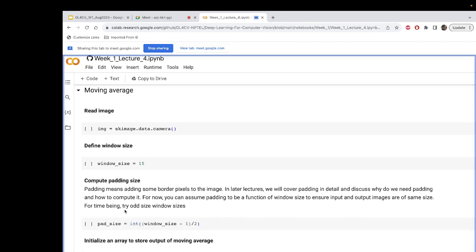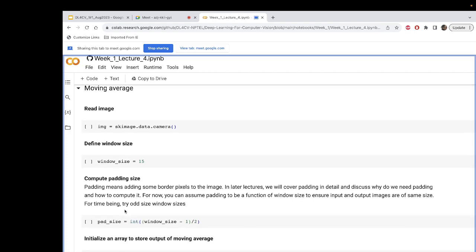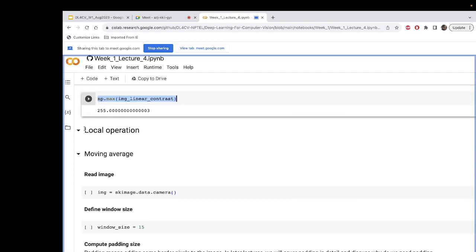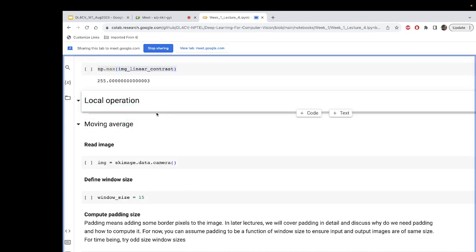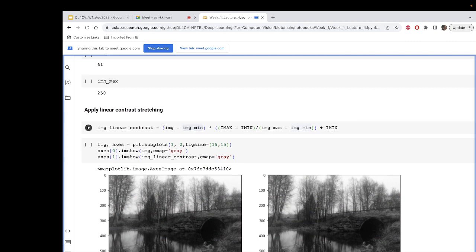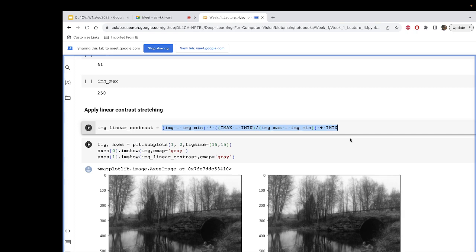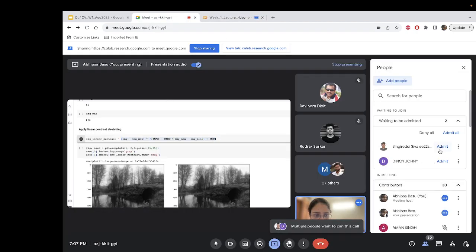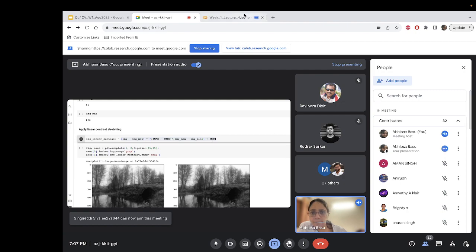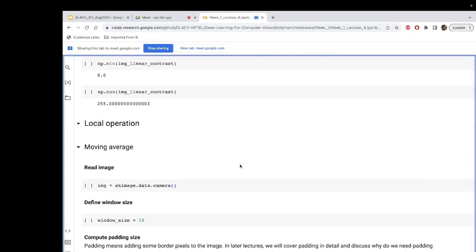There are some other operations as well, like moving average and so on. These are all local operations. Previously, we were working pixel location wise. We had some function, and we were applying that function at each pixel location and getting some transformation. At every position in the image, you are applying a certain function, like I said.